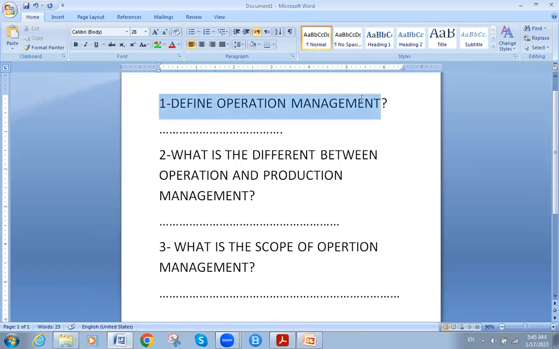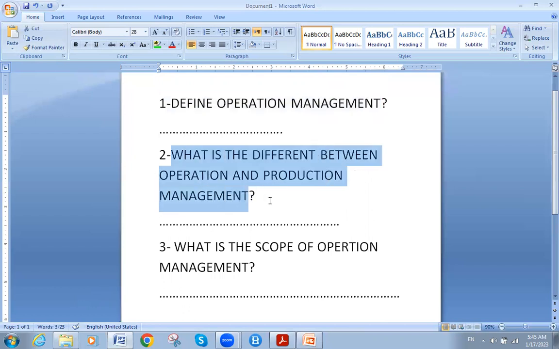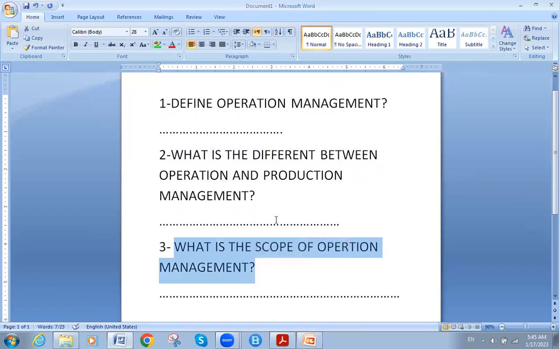So define operation management. What's the difference between operation and production management? What is the scope of operation management? Those are the three main questions which we will work on right now.